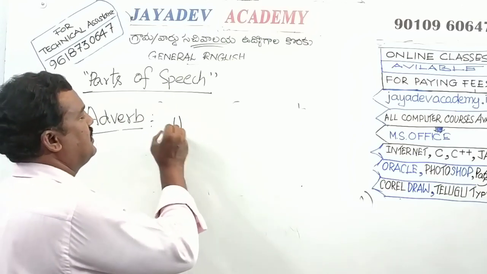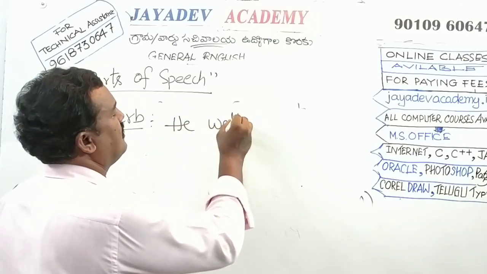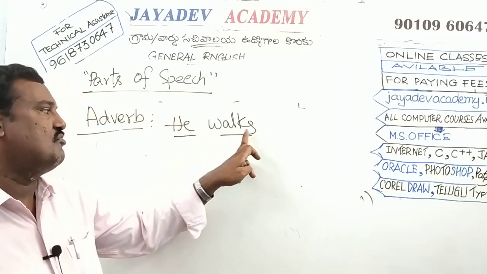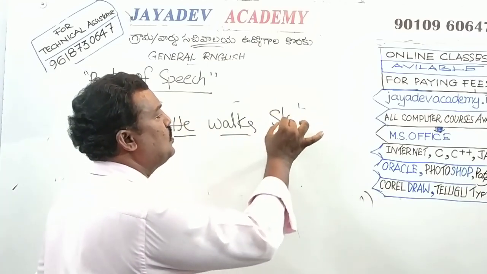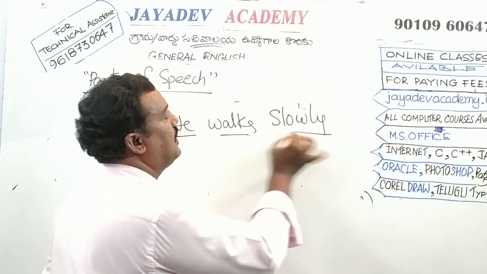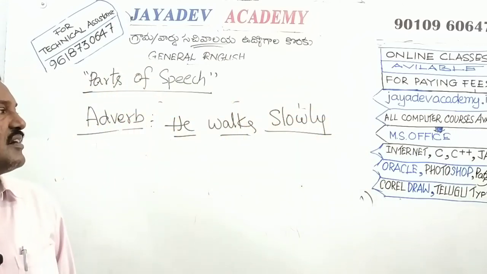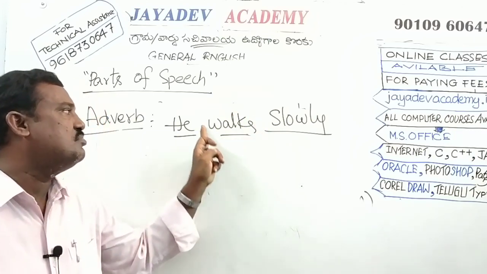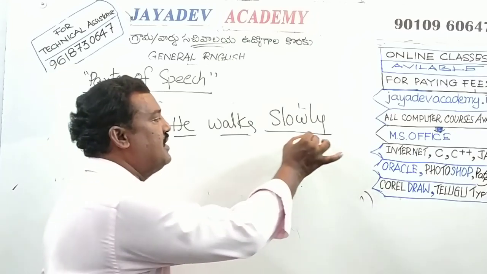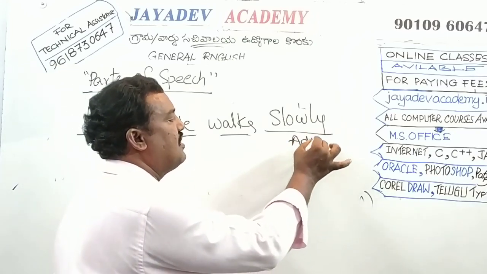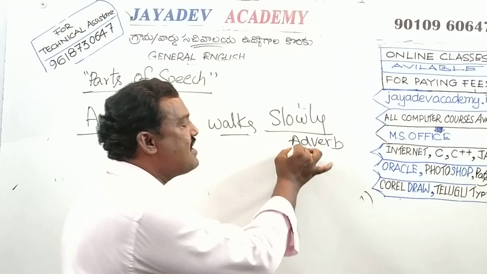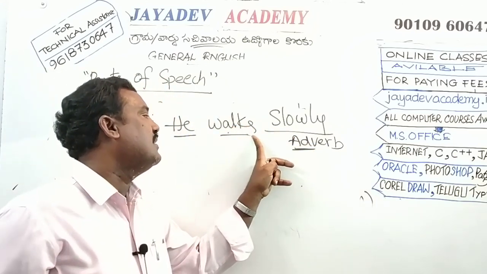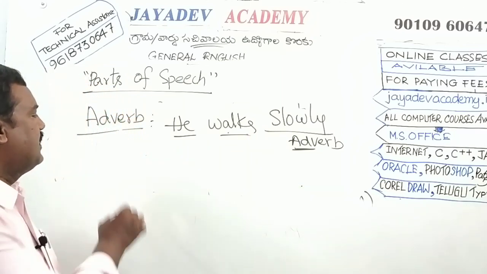For example, he walks. The subject here is doing one function, that is walks. He walks slowly. How does he walk? He walks slowly. So the action of the subject is modified by this word. This word is called an adverb because it adds meaning to the verb. The meaning is increased. Walks. Next.